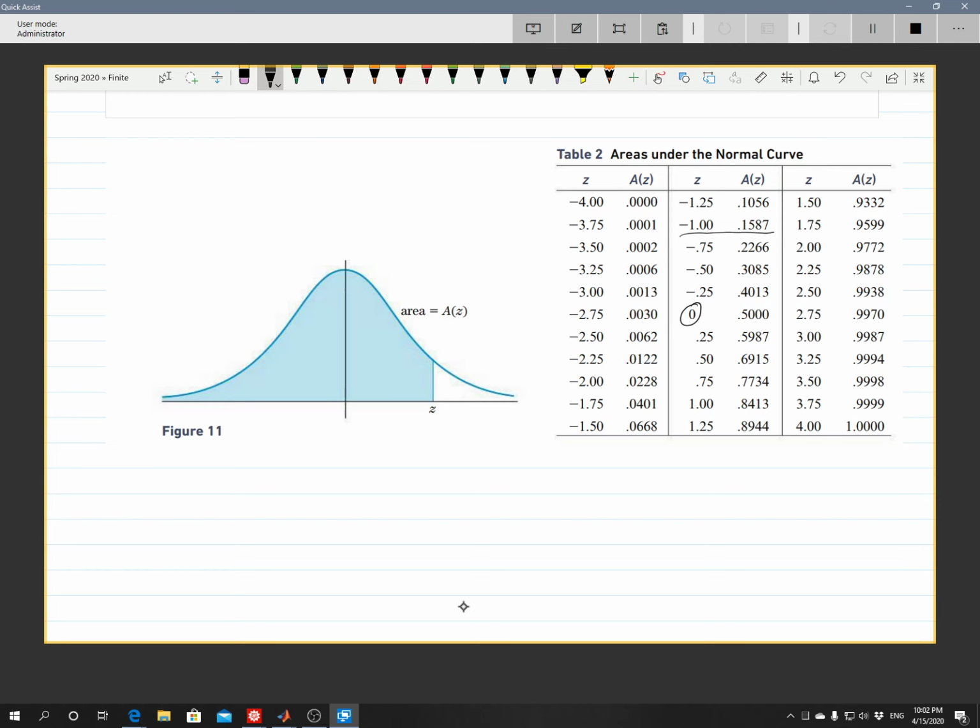So then the natural question is, how do we answer, for example, what's the probability that z is between 0 and 1? Now, I just want to make a quick note here. It doesn't matter if you use inequalities, strict inequalities or not. Completely doesn't matter. It's the same area, regardless. So how do we compute this using the information in the table?